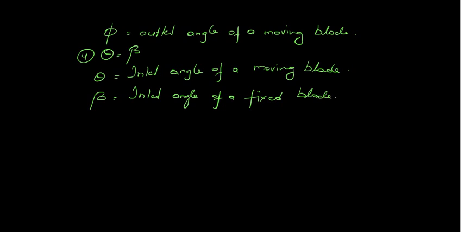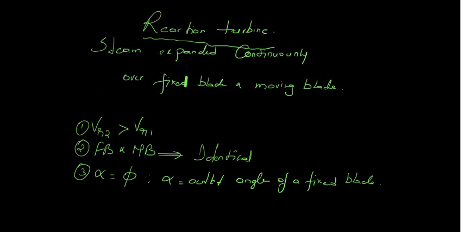Just see once again, in the reaction turbine, there is a continuous expansion of the steam over the fixed plate and the moving plate, right? With this continuous expansion, we have the condition VR2 is greater than VR1. That means the relative velocity at the outlet will be greater than the relative velocity at the inlet, right? And the second condition is that the fixed blade and the moving blade are both identical in shape.